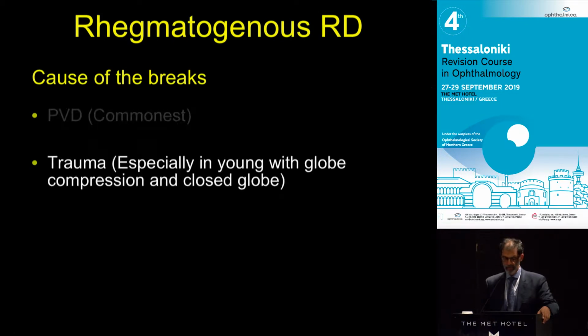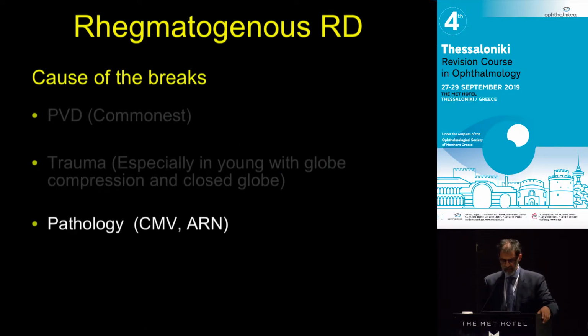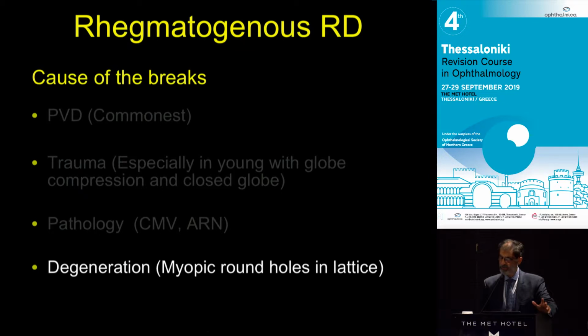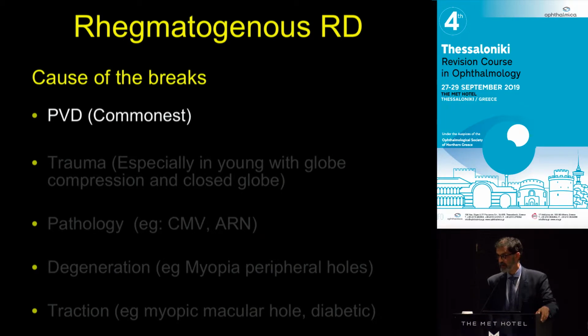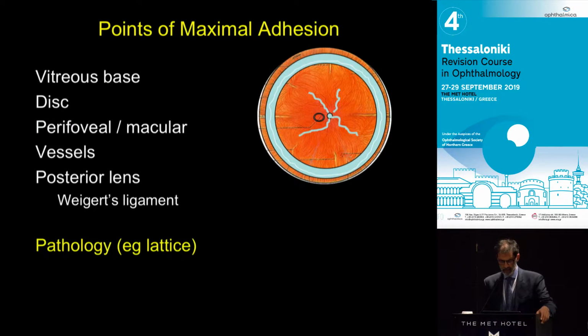Of course, we're all familiar with the posterior vitreous detachment, or as David would say, posterior vitreous separation. Trauma, pathology, so we see this where the retina starts to disintegrate, CMV and ARN, and degenerations, especially myopic round holes in lattice and other degenerations. Finally, we see traction eventually getting so strong that it breaks the retina, either in diabetes, in macular hole in some cases, and in PVR. PVD is by far the most common. That's the one we'll all come across.